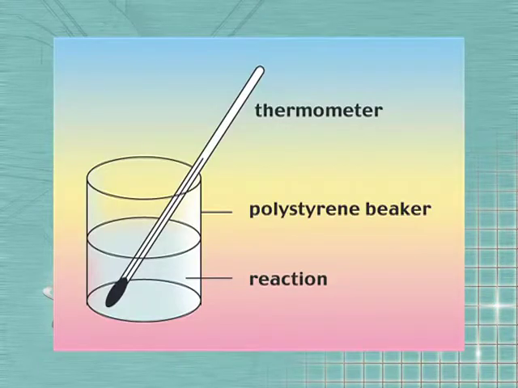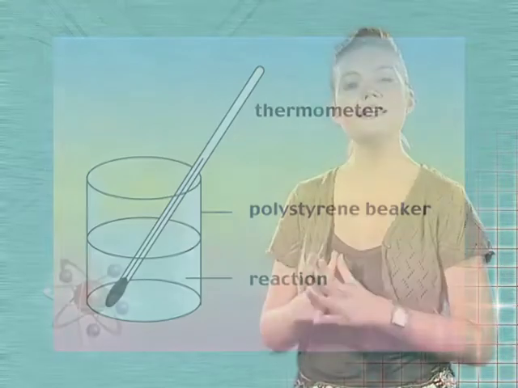For reactions that occur in solution, the heat is given out to or taken in by the solution itself. The experiment can be carried out in a polystyrene beaker so that no energy escapes from the system to the surroundings. Typical reactions that are carried out in this way are neutralization and displacement reactions. Let's have a look at a calculation.